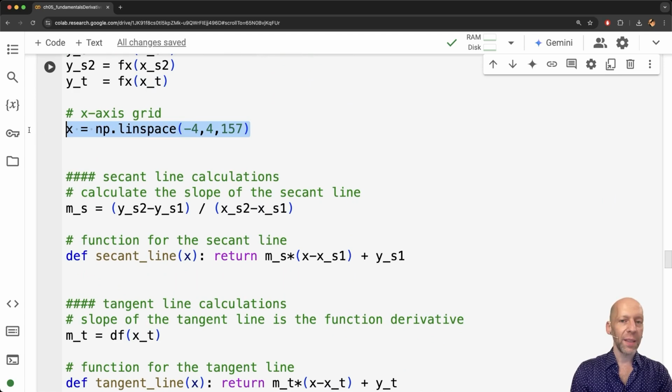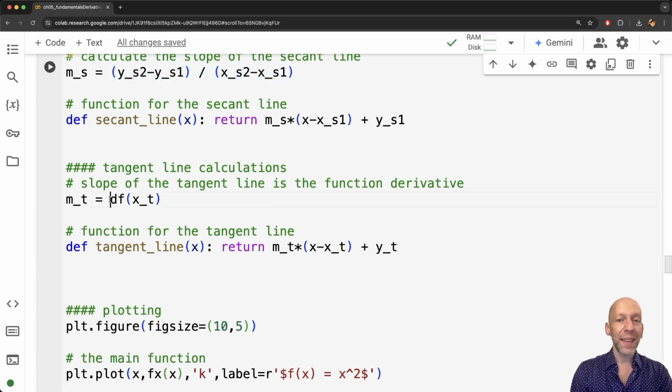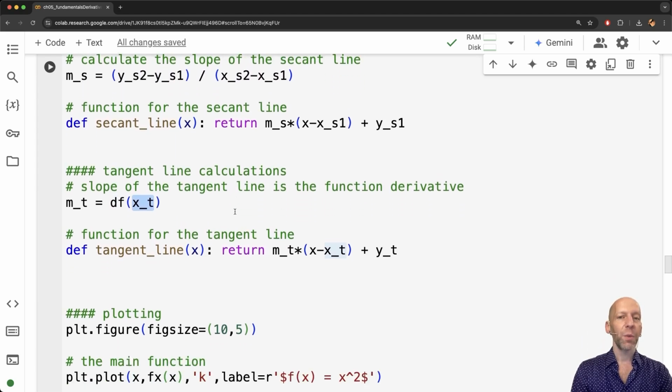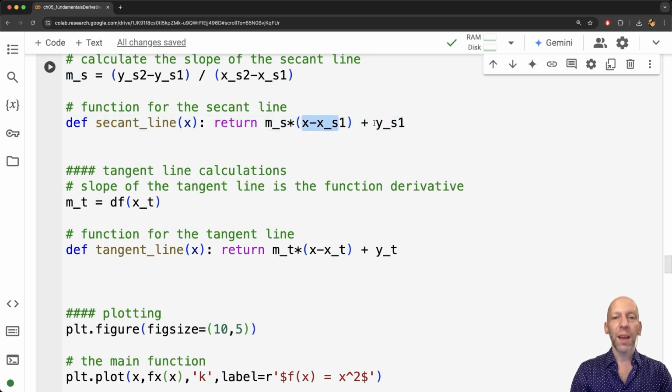Here I define the x-axis grid, and then we need to calculate the slope. This is the slope of the secant line. It's the change in y divided by the change in x. And here is the slope for the tangent line, which is literally just the function derivative at that point. Okay, and then here's where I have a separate function for defining the points of the secant line. This is the slope times x plus the y-axis intercept, and then the function for the tangent line.